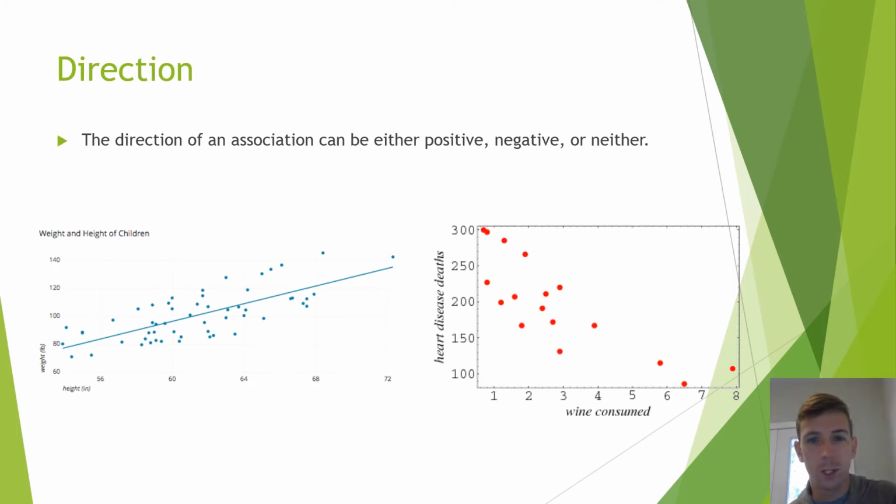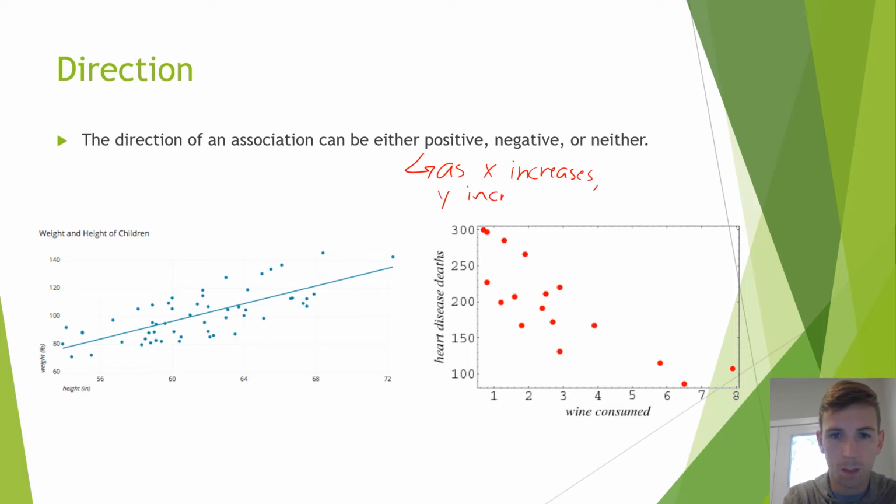So let's just talk about direction first. Direction is really just going to take the form of either positive, negative, or neither. So you're thinking about what the slope of the corresponding line would be. So really, if it's a positive relationship, as the x values increase, y also increases. And that's taking place over here. This is a positive relationship.